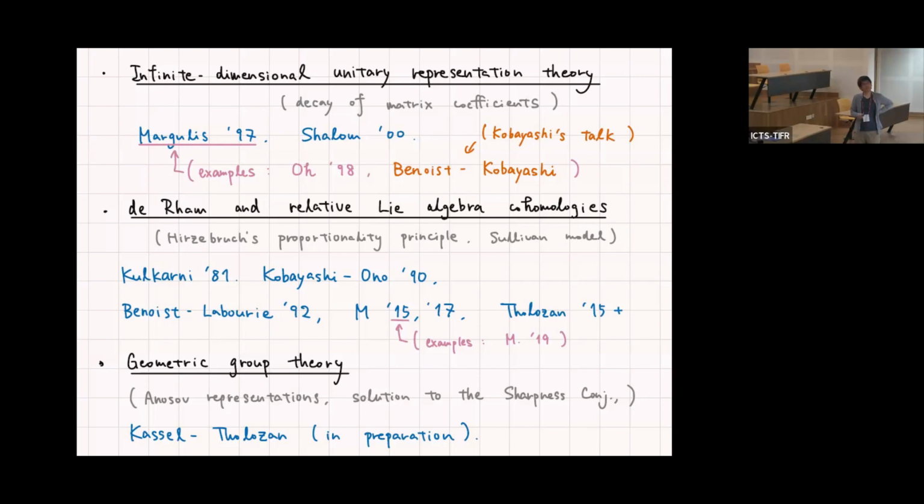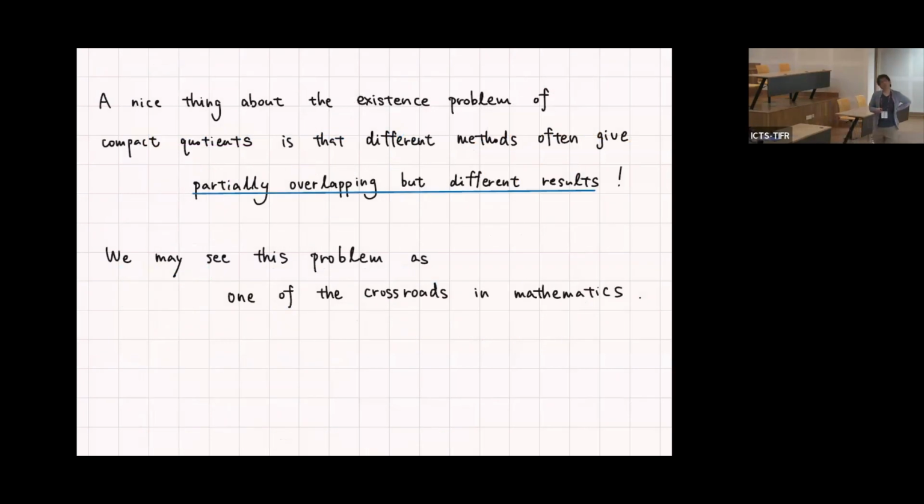And so this, I think, goes back to the work of Ravi Kulkarni, and then Kobayashi, Ono, and Bruno Laburi, and myself, and also the work of Nicolas Tolozan. And very recently, it is not written yet, but there is a recent work by Cassel and Tolozan based on the geometric theory, more precisely the Anosov representation theory.